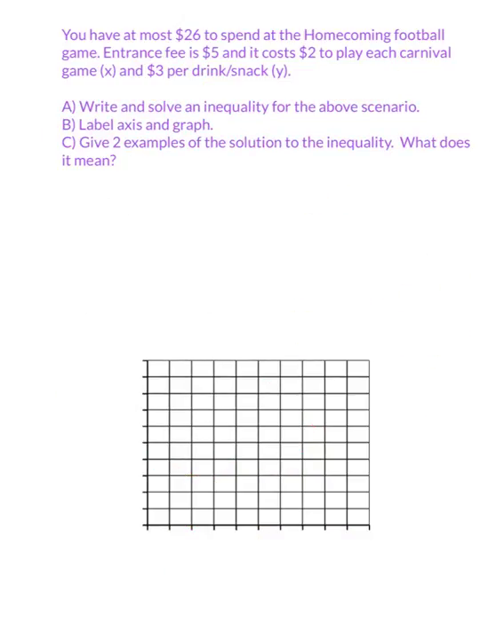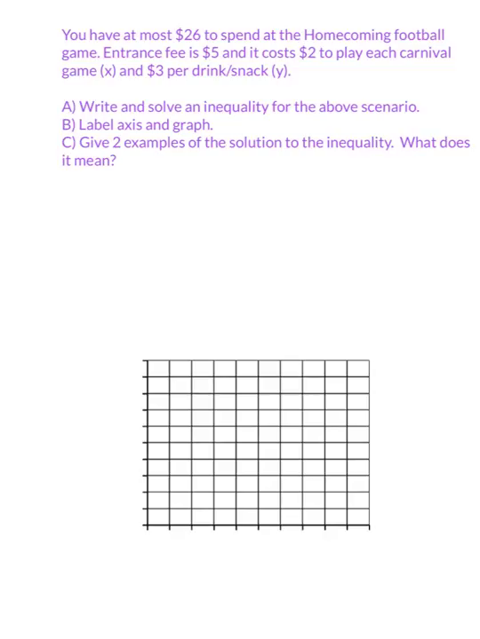Our next word problem says you have at most $26 to spend at the homecoming football game. Entrance fee is $5 and it costs $2 to play each carnival game, which we're going to show as X, and $3 per drink or snack, which we're going to show as Y. Now again, we're going to do a few things. We're going to write and solve the inequality, we're going to label, and we're going to graph it, and then we're going to give 2 examples.